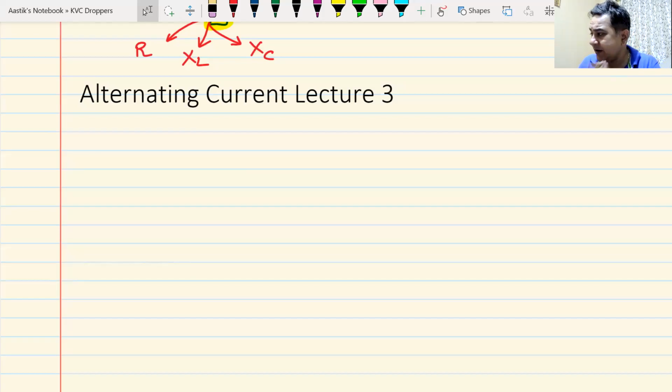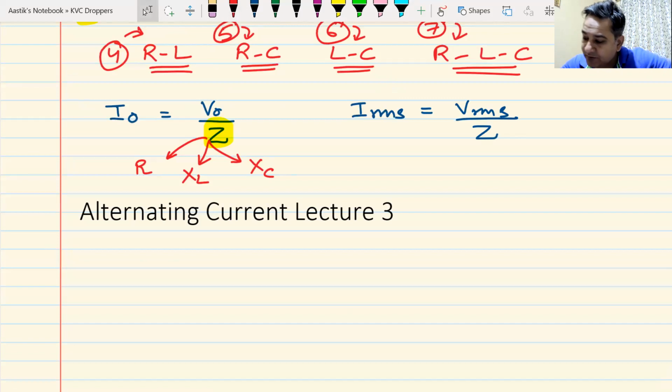So good morning, everyone. And I think this is alternating current lecture number 3. Now, in the last class, what we had discussed was something known as the impedance of a circuit. And as you remember, you might recollect, the impedance of a circuit is denoted by the letter Z. It basically tells us the effective resistance to the flow of alternating current.